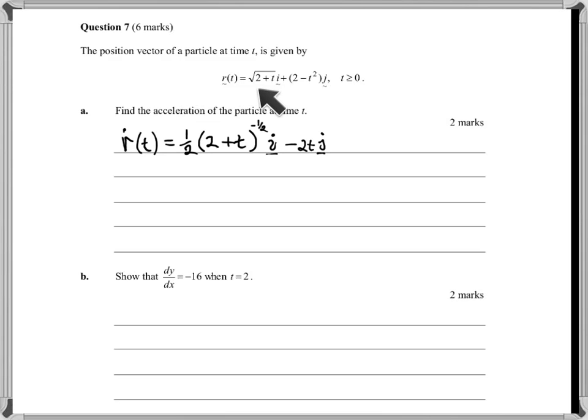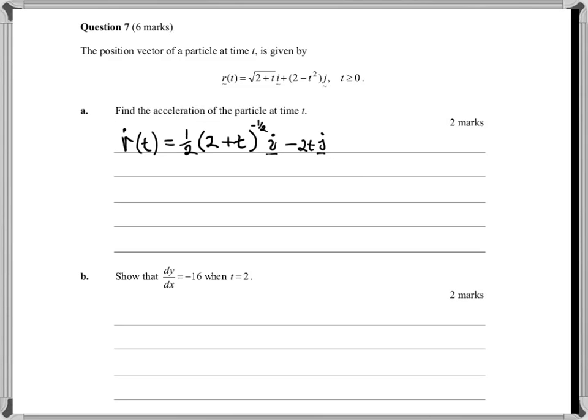So you're doing the derivative of the square root, which gives us a to the power of negative a half, with the half of the square root coming out the front. Differentiate here now, 2 minus t squared to give us just negative 2t. And we still keep the vectors i and j, keep them separate.